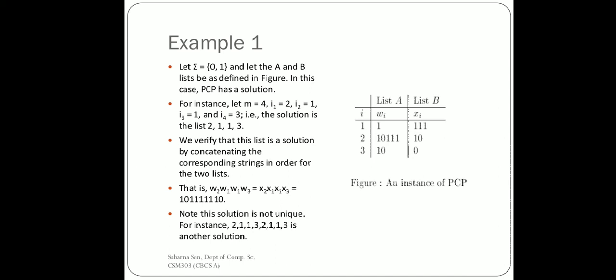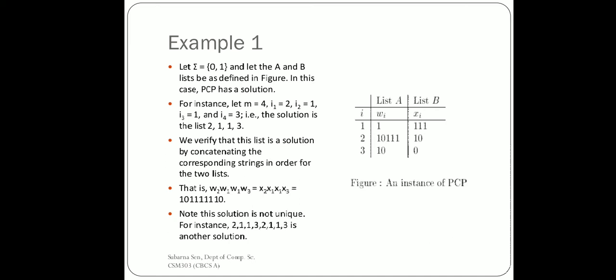So how are we going to arrange? For list A it will be W2, then W1, then again W1, then W3, and same for the X or list B, right? So if you concatenate these two, you can find that the strings we are generating are same for both the cases, right? If you concatenate W2, W1, W1, W3, and at the same time you concatenate X2, X1, X1, X3, the output pattern will be same, right? So this is a solution for this particular PCP. What is the solution? 2 1 1 3, right?